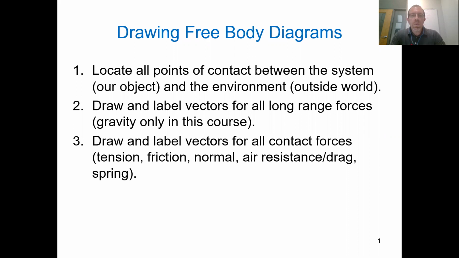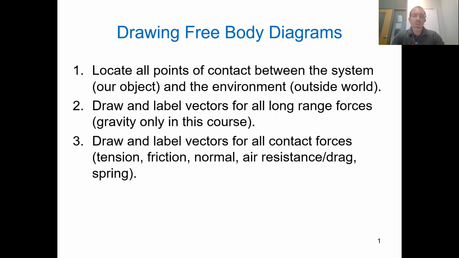So first off, in drawing free body diagrams, what we want to do is think about our object, maybe do a little sketch of it, and then locate all points of contact between the object that we're interested in and the outside world. So for instance, if it were me sitting in this chair, then I would think about the contact that I'm making with the chair, and that's probably about it.